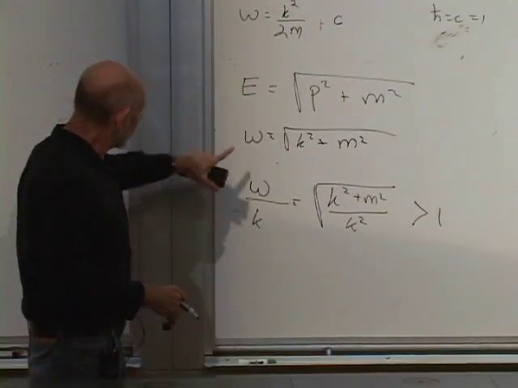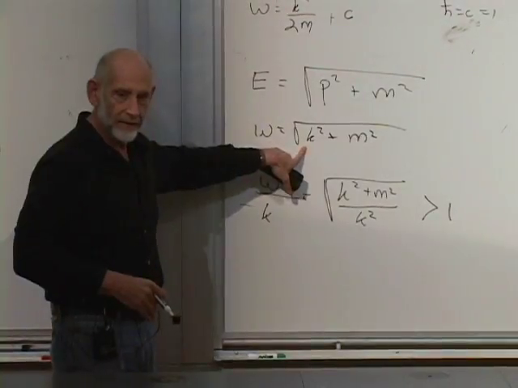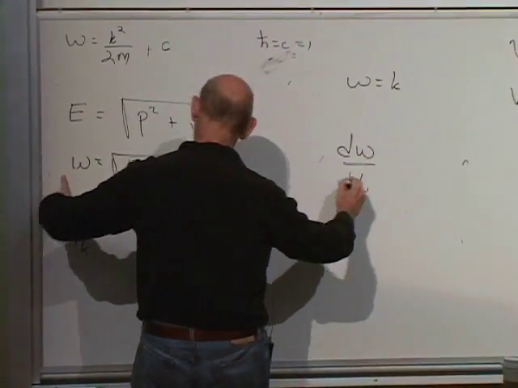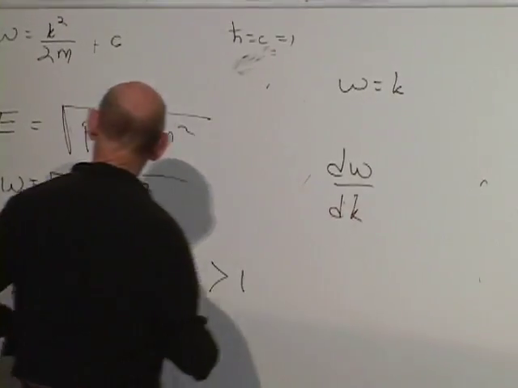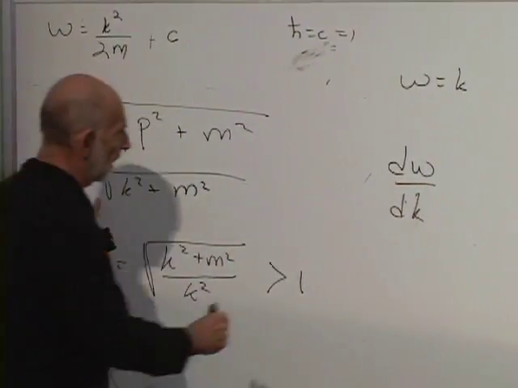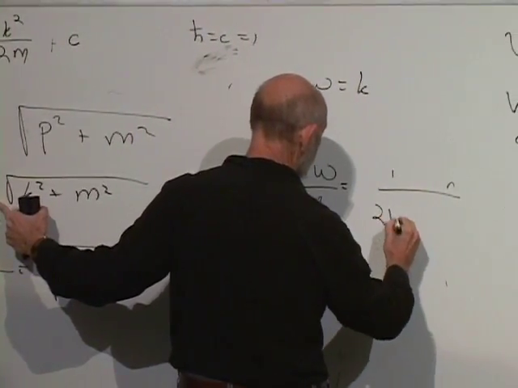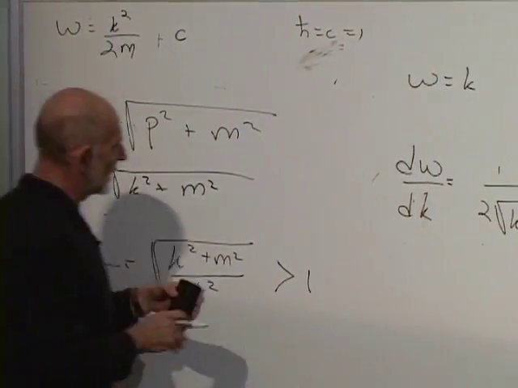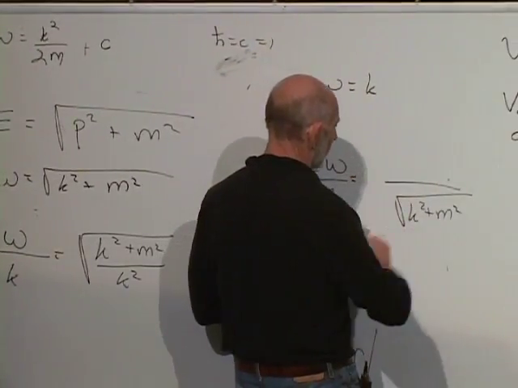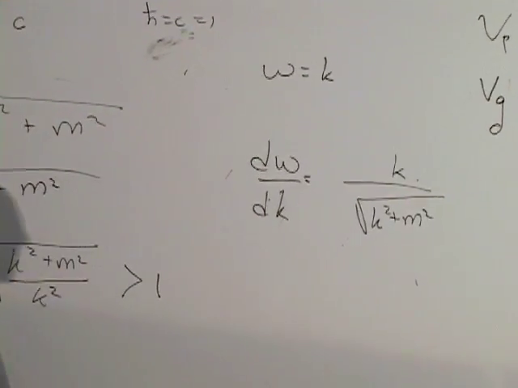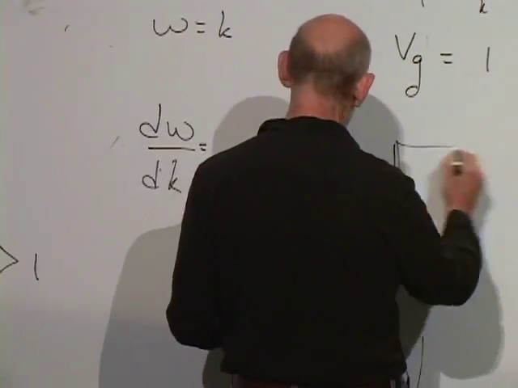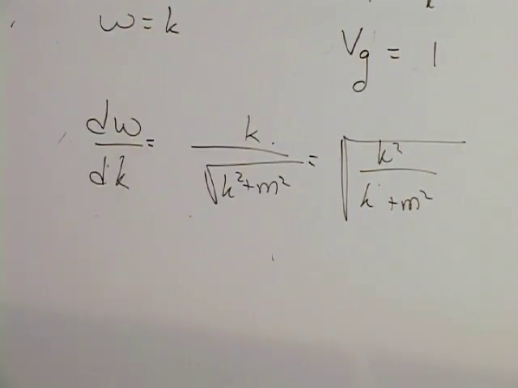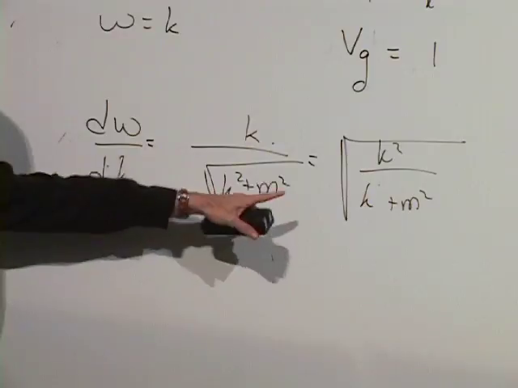Ah, group velocity, thank you. The group velocity is the derivative of omega with respect to k. We have to take the derivative of a square root. That gives us 1 over twice the square root of k squared plus m squared. And then we have to differentiate the argument with respect to k. So that just gives us k. This is the derivative, which is also equal to the square root of k squared over k squared plus m squared. Isn't that nice? The group velocity is square root of k squared over k squared plus m squared.